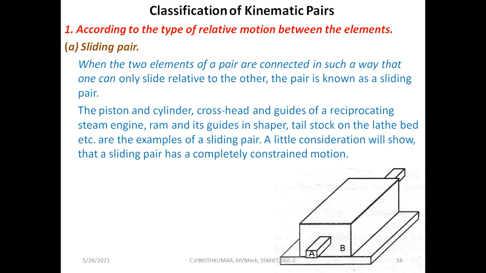Next, classification of kinematic pairs. According to the types of relative motions between the elements, first one is a sliding pair. When the two elements of a pair are connected in such a way that one can only slide relative to the other, the pair is known as a sliding pair. The piston and the cylinder, cross-head and guides of a reciprocating steam engine, ram and its guides in shaper, tailstock on the lathe bed, etc. are examples of a sliding pair. A little consideration will show that a sliding pair has a completely constrained motion.